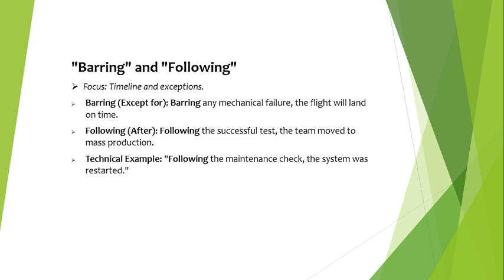Following means after something happens. Example, following the successful test, the team started mass production. Following the maintenance check, the system was restarted. So remember, the preposition barring means except for. The preposition following means after.